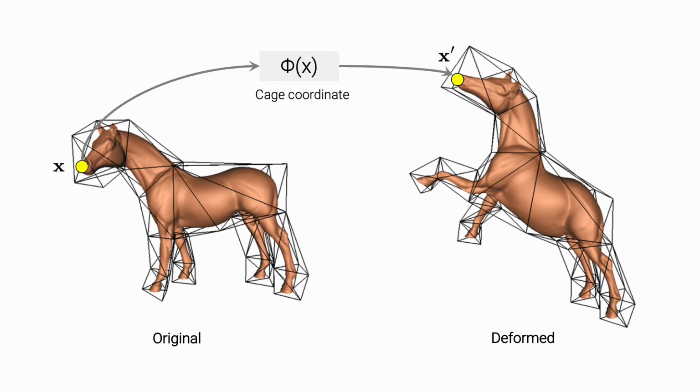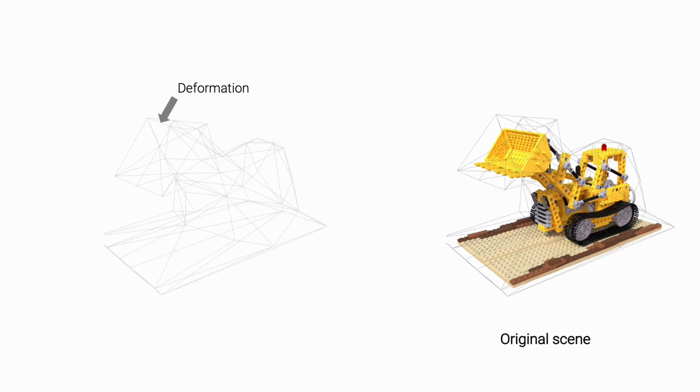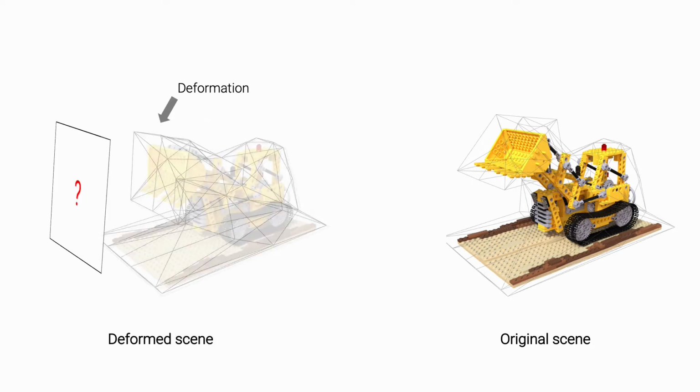An important feature of cage-based deformation is that the cage coordinate for x is continuous in 3D space, so the representation of such deformation can be naturally extended to the radiance field. Suppose we have obtained the optimized radiance field and the corresponding cage from multiview images. We control the vertices of the cage like this for cage deformation. What we want to know is how to render the deformed scene that corresponds to the deformed cage.